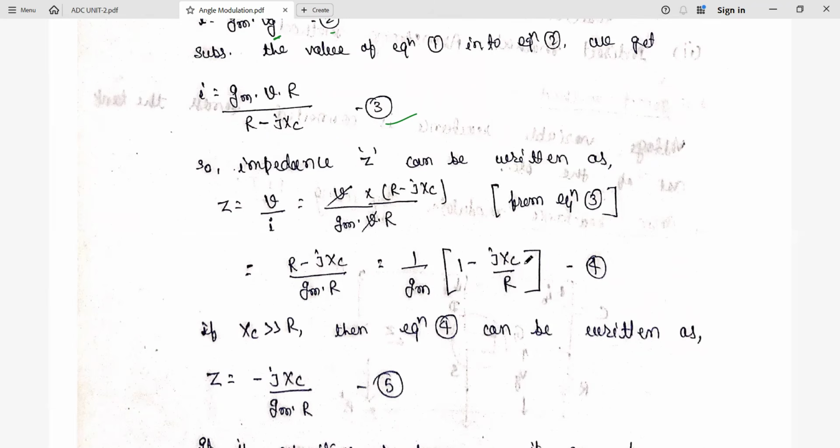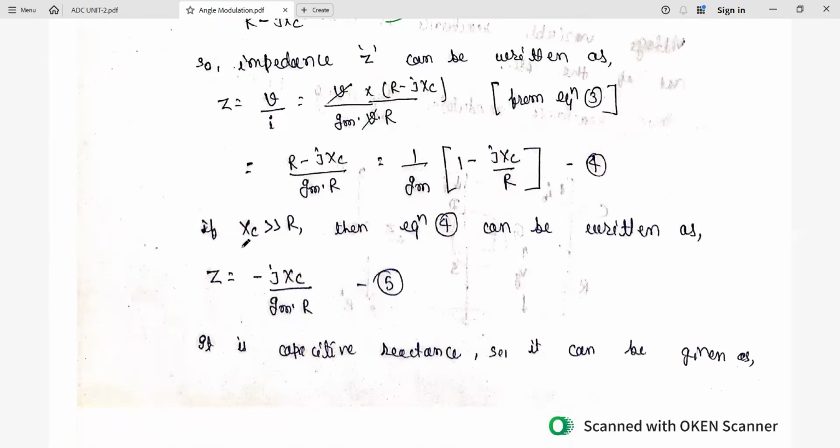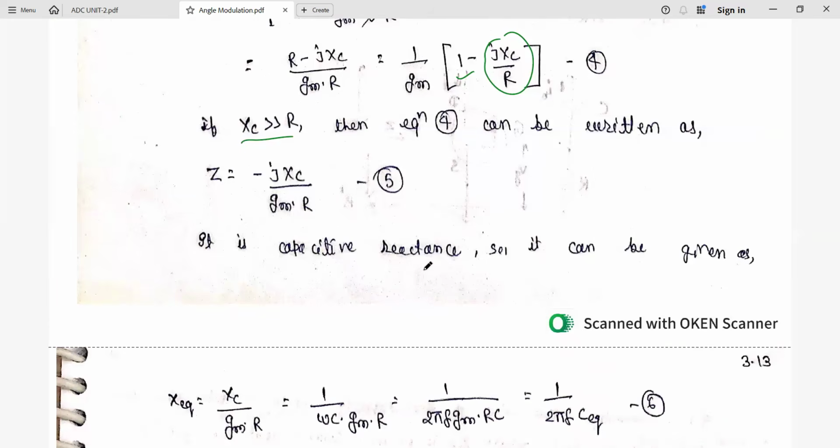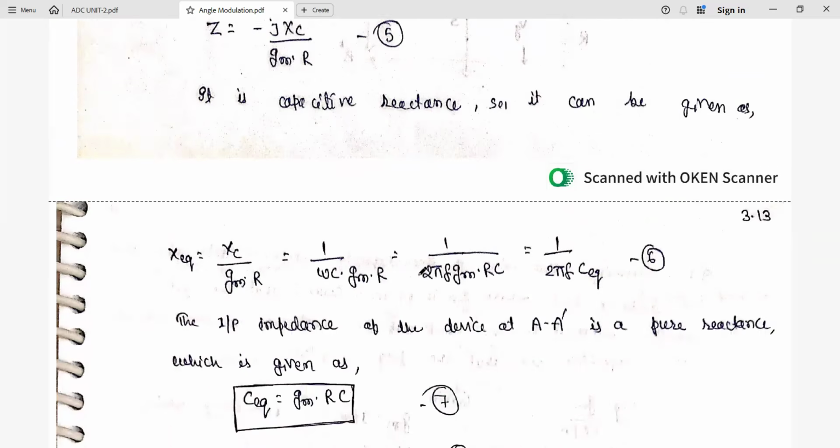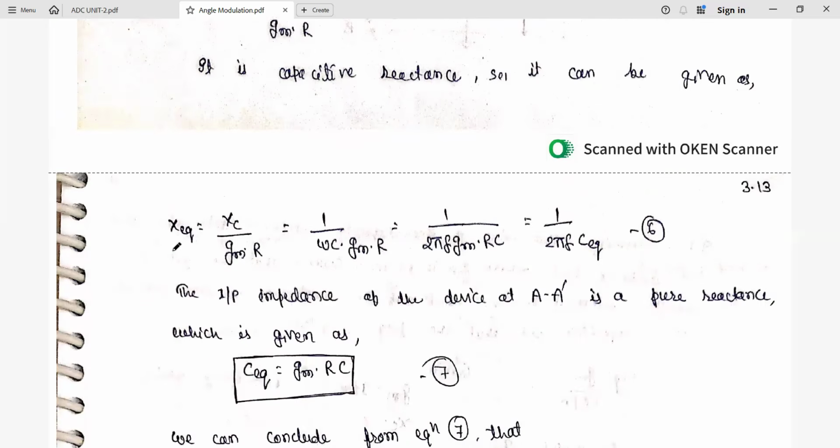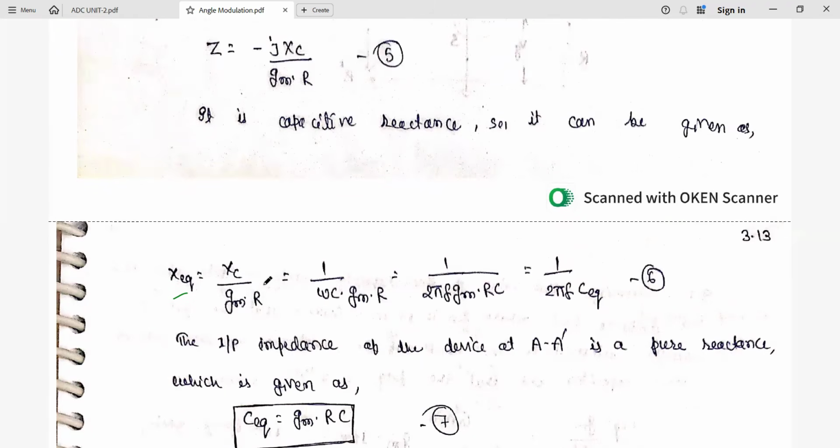XC is the reactance of the capacitor. In case XC is much greater than R, then what will happen here? This value is going to be much higher compared to 1, so this 1 is ignored. So equation 4 is written as minus jXC by gm into R. This is the capacitive reactance. It can be given as X equivalent is XC by gm into R.